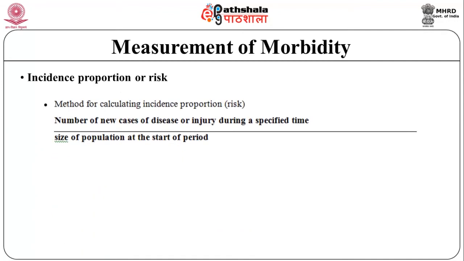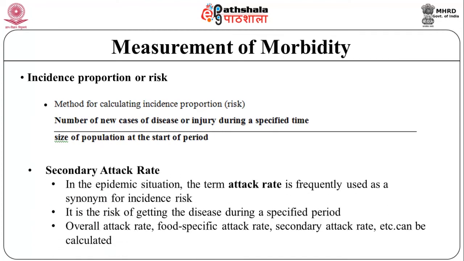Now let us discuss the method for calculating incidence proportion or risk. Number of new cases of disease or injury during a specified time, divided by the size of the population at the start of the period. Secondary attack rate. In the epidemic situation, the term attack rate is frequently used as a synonym for incidence risk. It is the risk of getting the disease during a specified period.